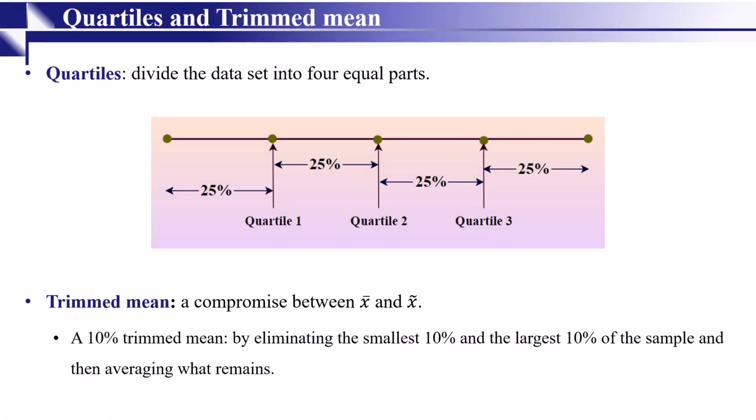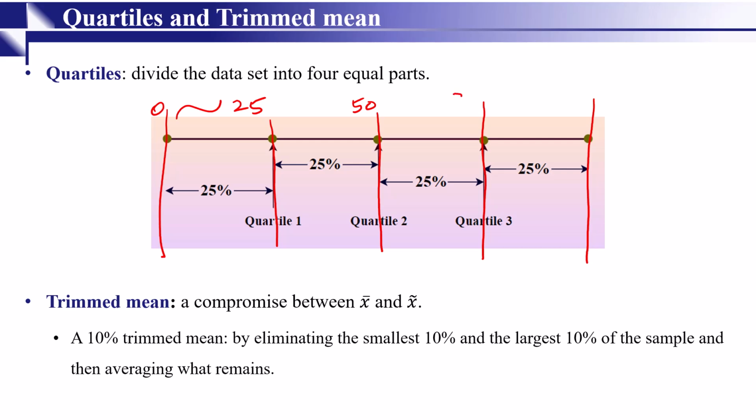The next item in the measures of location is quartile. And also we have something called the trimmed mean. Quartiles divide the data set into 4 equal parts. The first 25%, the second 25%, third 25%, fourth 25%. So here you can say from 0 to 25, then from 25 plus to 50, from 50 plus to 75, and 75 to 100. These are called quartiles. Also, they are known as Q1, Q2, Q3, and Q4.